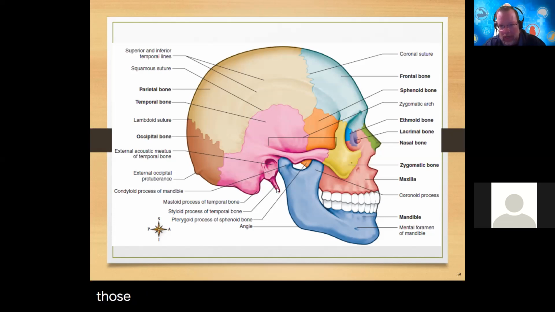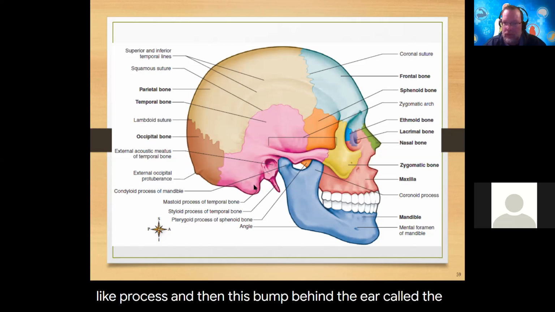Anyway, so those are three hot spots right there for the temporal bone. The ear hole or the auditory meatus, the styloid or needle-like process, and then this bump behind the ear called the mastoid process.